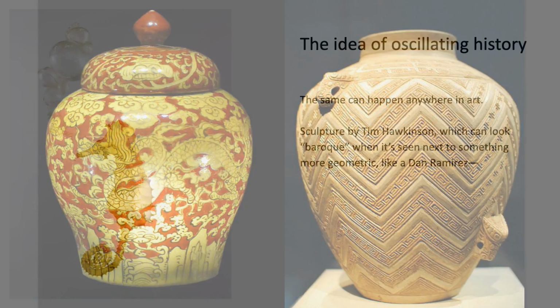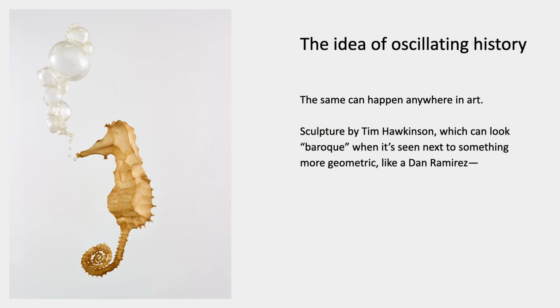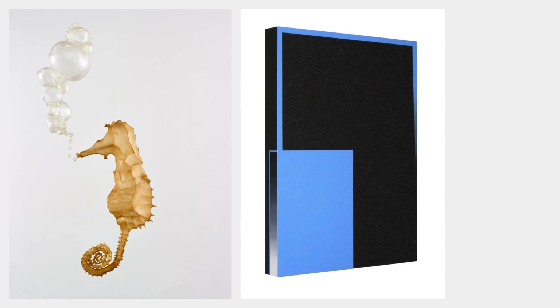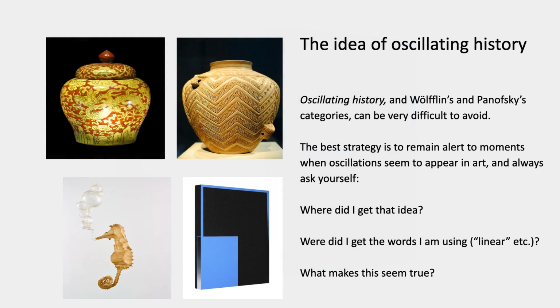Or to take a contemporary art example, this is a sculpture by Tim Hawkinson, and it could look Baroque by itself, but if you put it next to something that's very geometric, like I have a Dan Ramirez piece here, if you put those two together, then again it can seem just irresistibly true that one of them is classic, the other's Baroque. The one is linear, the other one is not, and so on. So these categories can be really difficult to avoid.